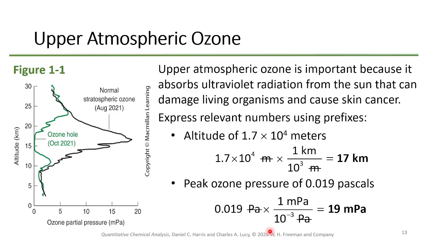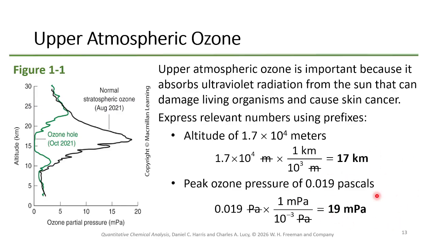Okay, let's talk about the upper atmospheric ozone. So the upper atmospheric ozone is going to be very important because it's going to absorb ultraviolet radiation from the sun that can cause damage to living organisms and cause skin cancer. It's going to be expressed in relative numbers using prefixes. So, for example, the altitude is typically going to be expressed as kilometers, right? And that's how you'd convert the meters number in scientific notation to the kilometers right there. I'm probably not going to actually work any of these out unless we get to something a little more difficult, because I kind of have an assumption you've done more unit conversions than you probably ever wanted to.